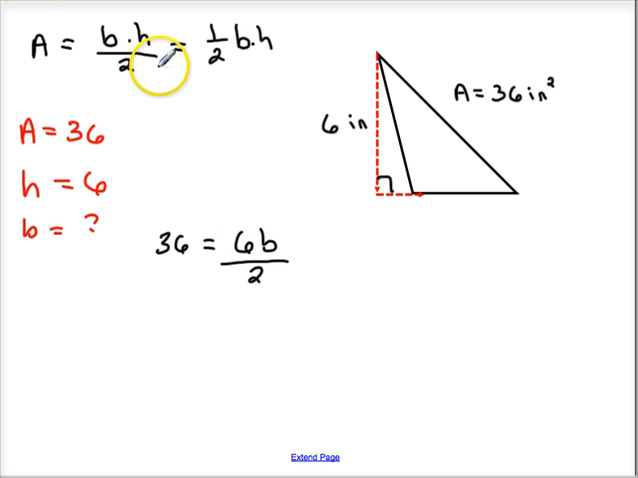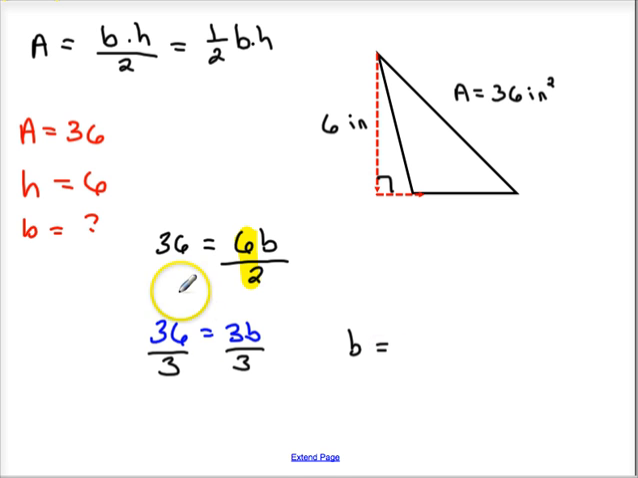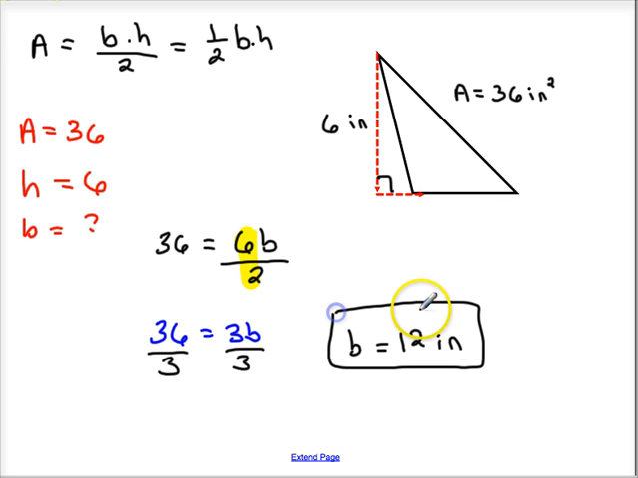In this case, 6 over 2, if you realize, actually can simplify. So we can rewrite this as 36 equals 6 divided by 2 is 3b. Now we have a one-step equation. Divide both sides by 3. And we get b equals 3 goes into 36 12 times. So my base is 12 inches. Now whether you work with fractions or decimals, the mechanics or the procedures are exactly the same.